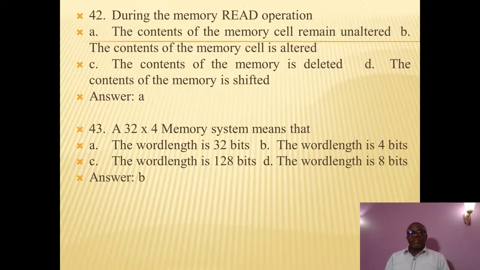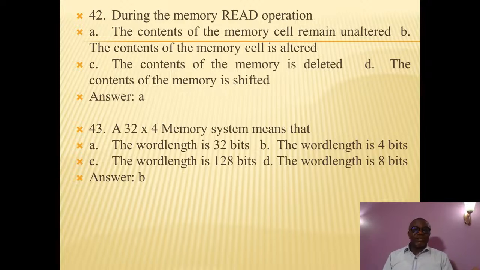Word length is the number of bits that is used to represent information in any computer system. You call it its word bit. Now, if you have a memory specified as 32 by 4, it means that that memory has 32 locations, and each location contains 4 bits, meaning that 4 bits is the word length of that memory system.